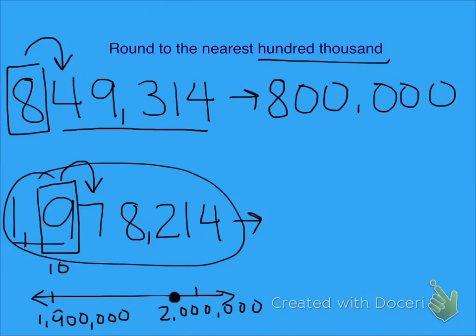So when you have a 9 and you need to round that 9 up, you have to think about what would come next when you're counting. So here we're counting by hundred thousands. So 1,978,214 would round up to 2 million.